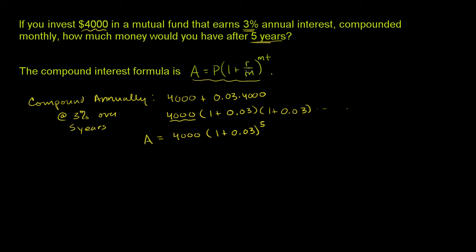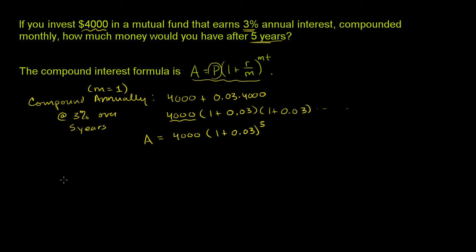And I think you can already see the pattern relative to this formula. You have your original principal amount, $4,000. You have the 1. Over here you have your rate. Over here we don't have any m because we're compounding annually. m is the number of times you compound per year. And once again, we just have the time, 5 years. And in this case, you could just say that m is equal to 1. So let me write this. This is the case where m is equal to 1.